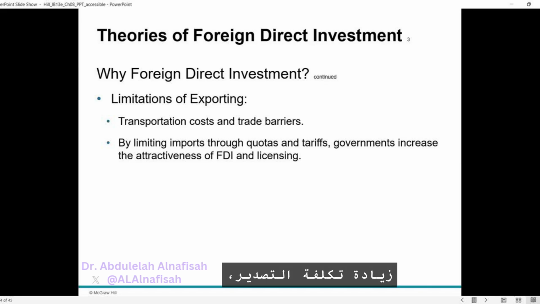Tariffs increase the cost of exporting, while quotas limit import volumes, making FDI or licensing more attractive alternatives. For example, Japanese auto companies increased their FDI in the U.S. during the 1980s and 1990s due to protectionist measures and potential trade barriers. Notably, the mere threat of future trade restrictions can drive firms to favor FDI over exporting to mitigate risks and maintain market access.